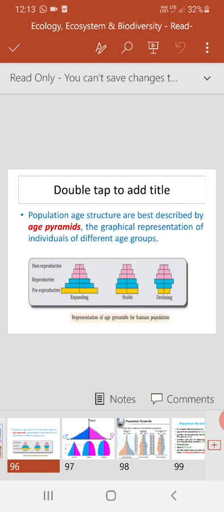So it is stable. The birth rate actually matches nearly the death rate. So such a type of population is a stable population. They will neither increase nor decrease in the near future.